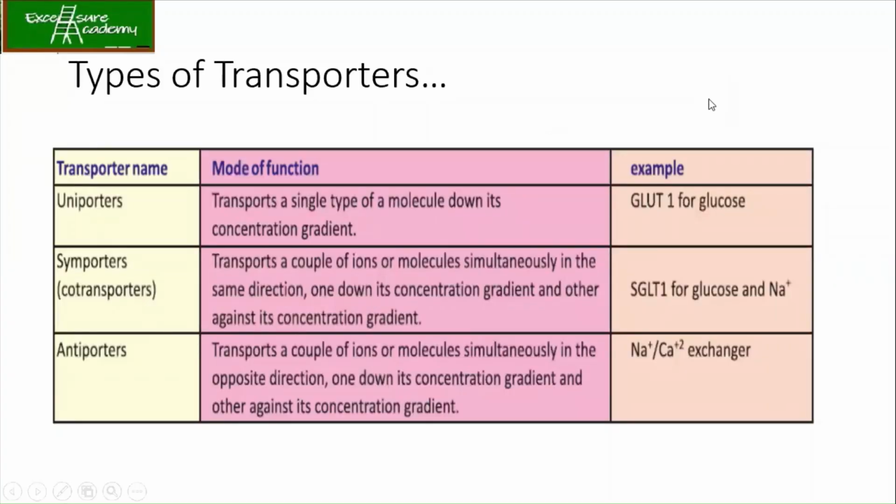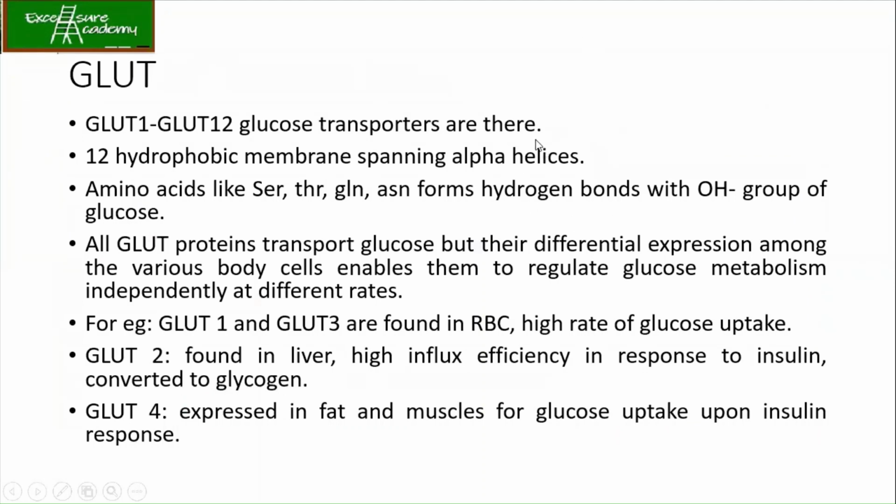Okay, so now let's take this example of GLUT. This is a glucose transporter, and we have 12 types of glucose transporters. Each glucose transporter has 12 hydrophobic membrane-spanning alpha helices. So what does it mean? In a plasma membrane, we have 12 times like this. Okay, so there will be 12 such spans.